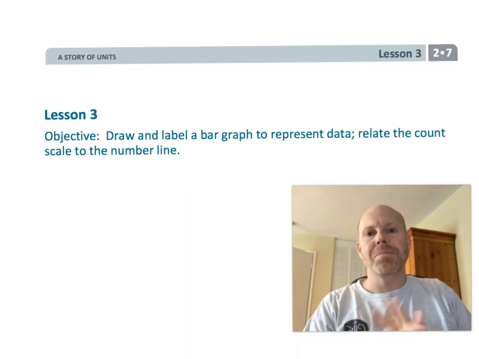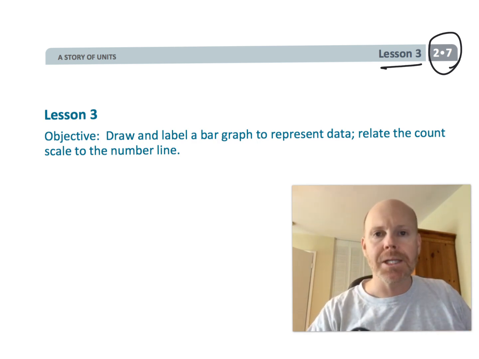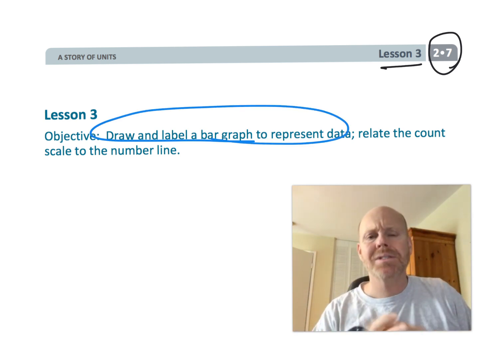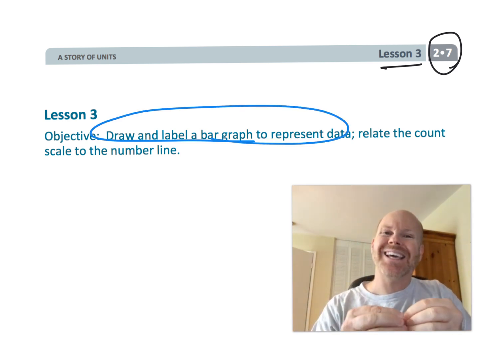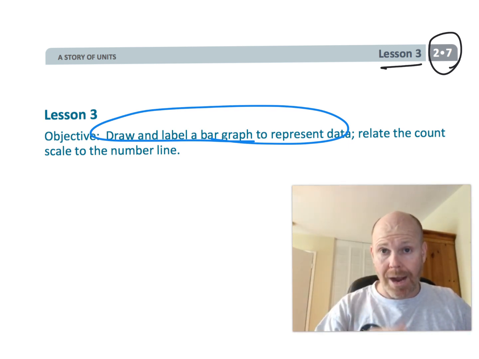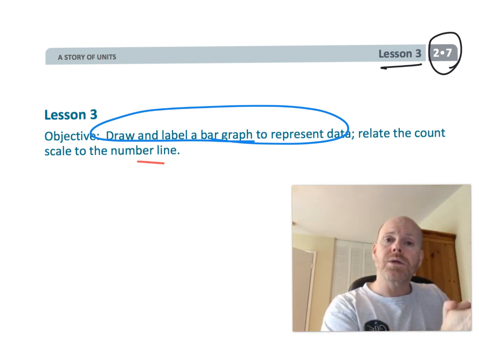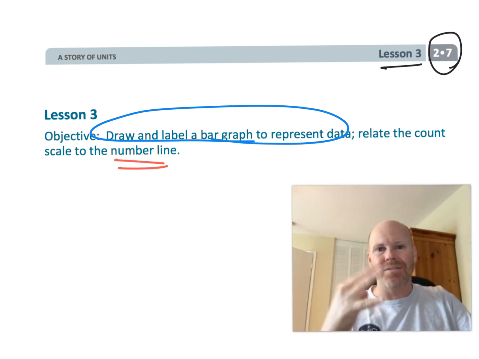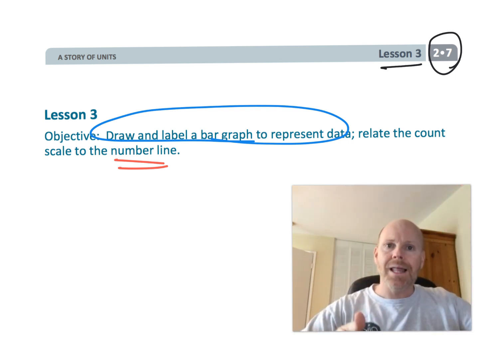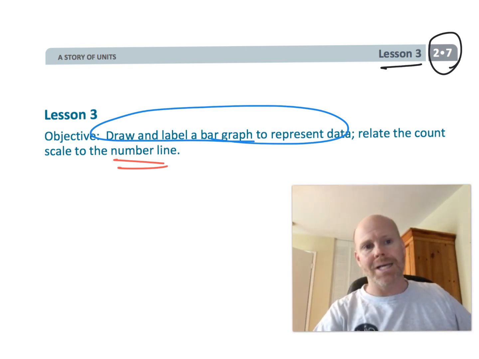All right, this is second grade Module 7, Lesson 3, and in this lesson, students are going to be drawing and labeling, making their own bar graphs to represent the data, plus they're going to be answering some questions. But really the important thing is they're going to be connecting or relating the scale on the bar graph with the idea of a number line. So we're going to begin with the idea of a horizontal bar graph so that it more easily relates to that number line. And then ultimately we're going to do that classic up and down bar graph, which relates to a vertical number line. So let's get started.